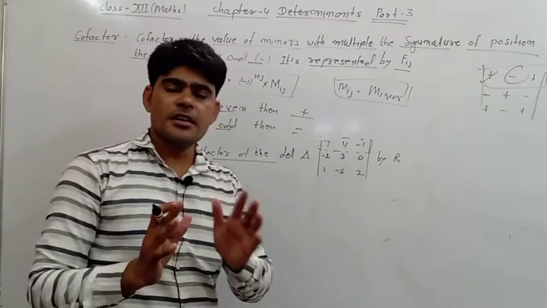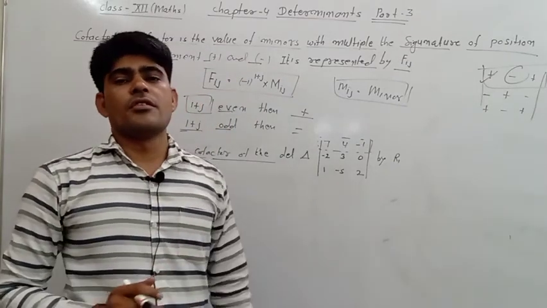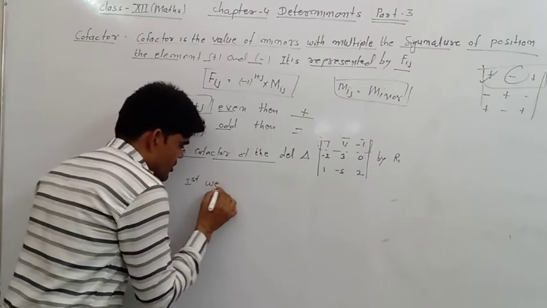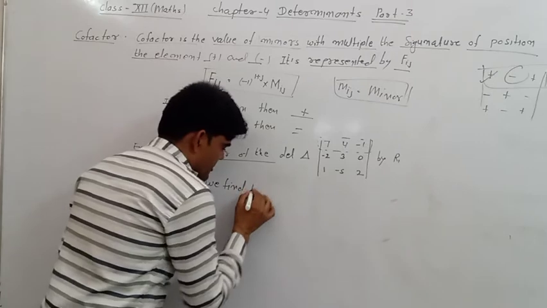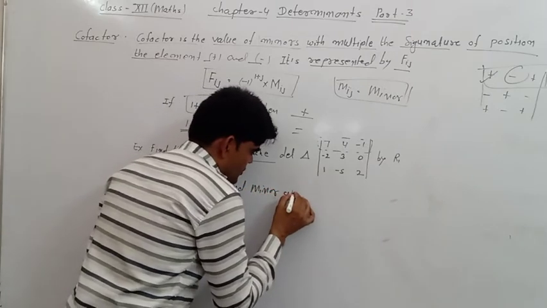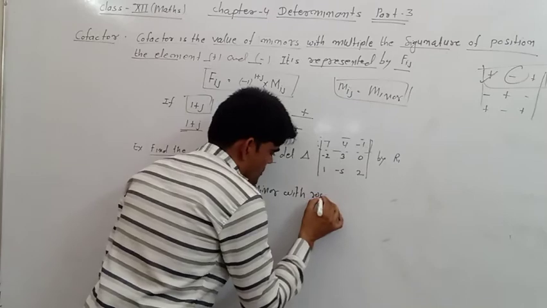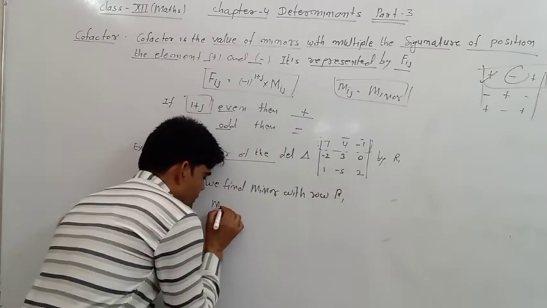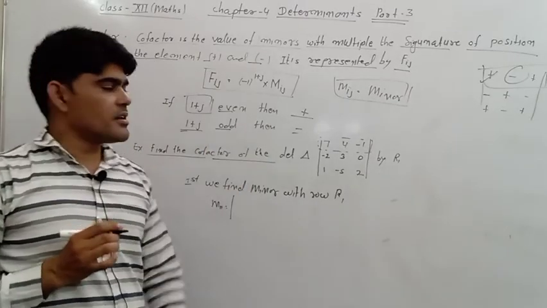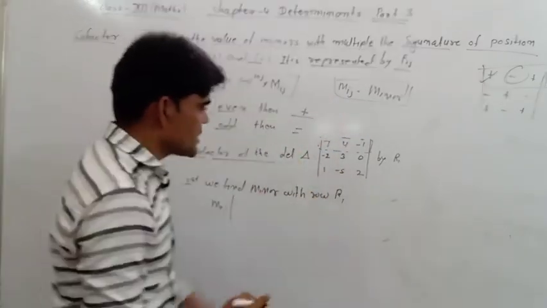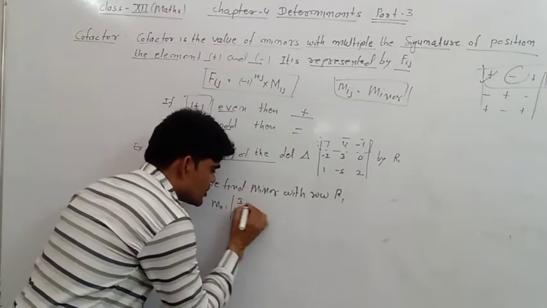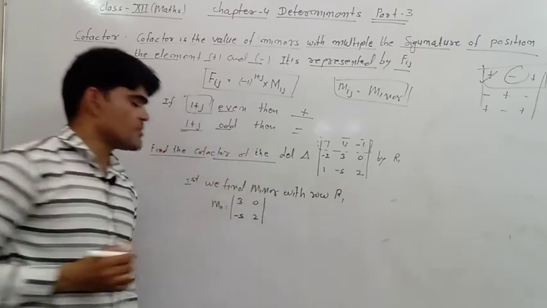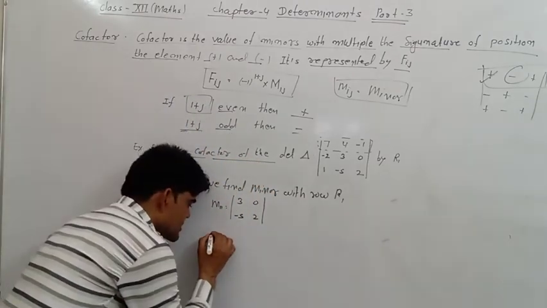First we find the minor with respect to row R1. It means M11. For the value of M11, this row is deleted and this column is deleted. Then we get the determinant with rows 3, 0 and minus 5, 2. This is minor M11.